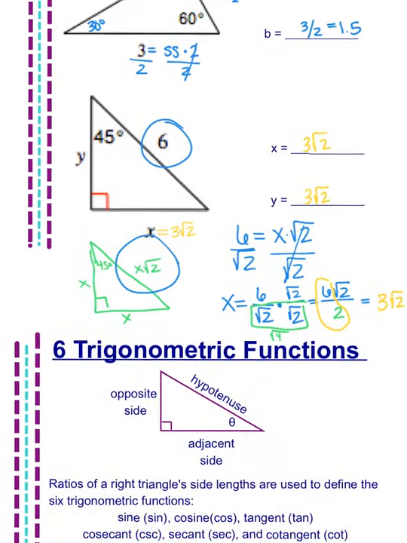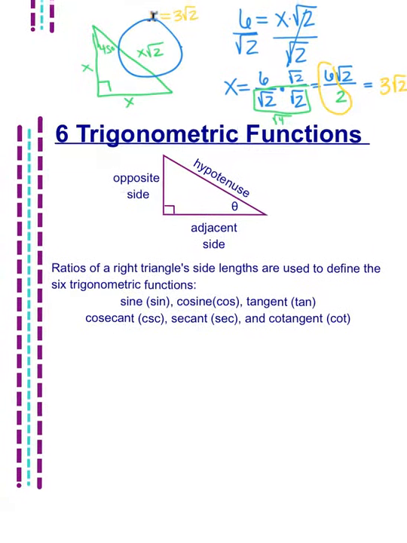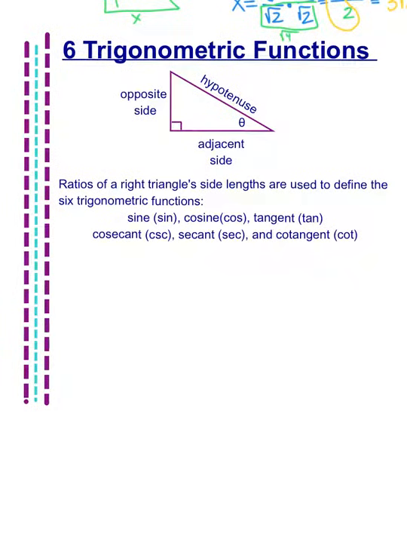So hopefully you feel really comfortable at this point using those two special right triangles. Like I said, we're going to use them a lot. The next thing we're going to do is look at the 6 trigonometric functions. I am betting if you have made it through Algebra 2, you've probably seen sine, cosine, and tangent, and you may have seen cosecant, secant, and cotangent, but I'm positive most of you have seen sine, cosine, and tangent. So the first thing that's important is that we make sure we understand our definitions.